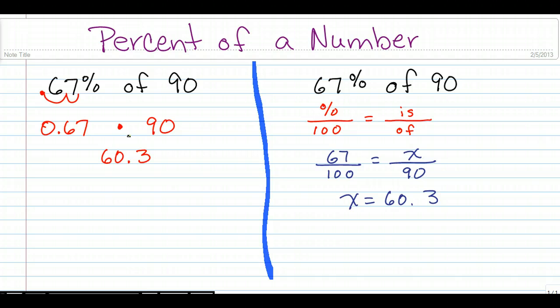If you really like crisscross multiply, divide by the lonely guy, setting up proportions, then what you'll need to do is just memorize this. And you might want to memorize that anyway, because we'll be using it later. Percent over 100 equals is over of. All right. Those are the two ways. And I'm going to let you practice.